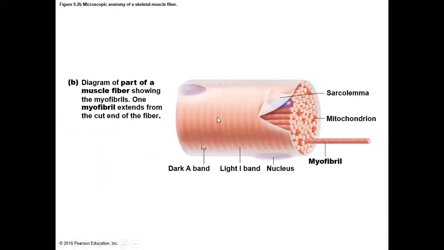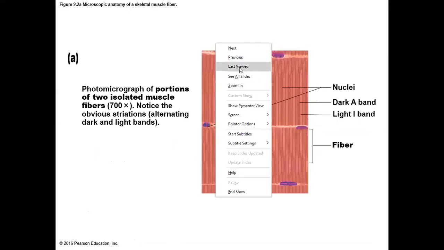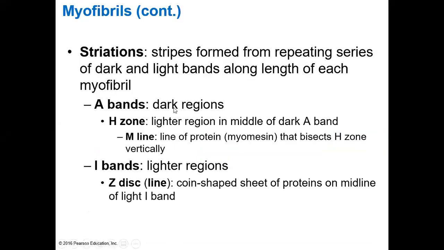Okay, let me see. Yeah, we'll do two more slides. Your striations are stripes. Striations just mean stripes. It's a repeating series of A bands and I bands. So I was saying Z discs. Sorry, I had the Z in the wrong place. A bands are the dark regions.